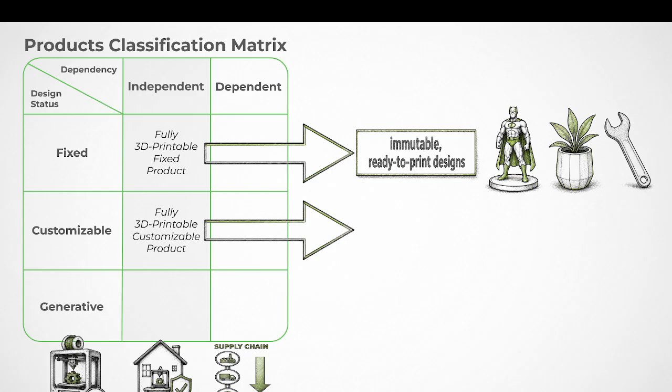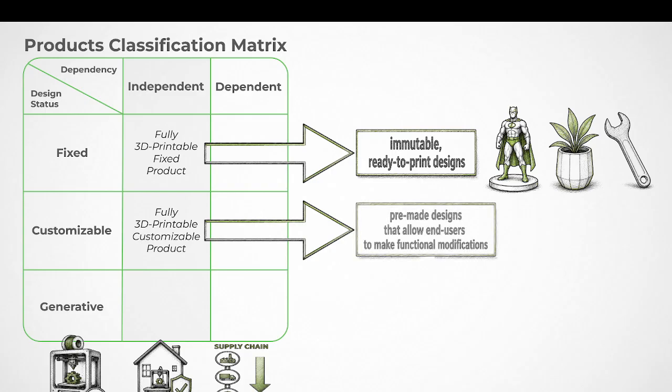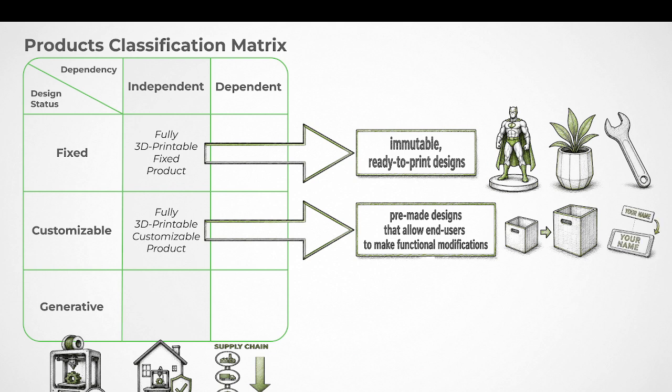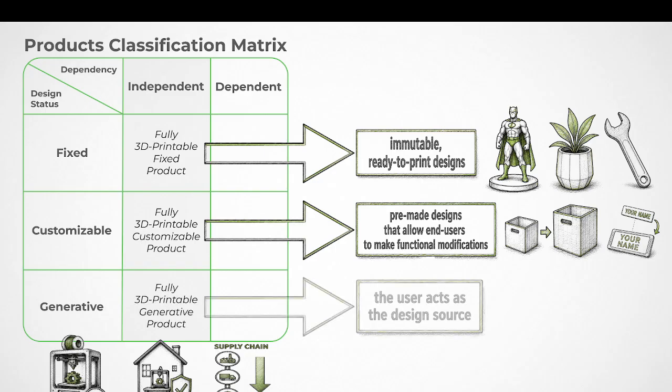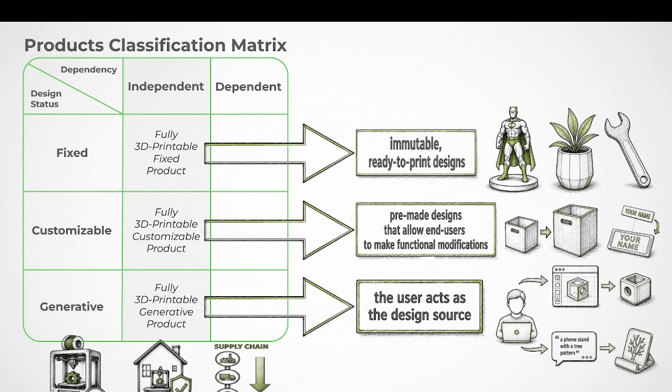Archetype 2 is the fully 3D printable customizable product. These are pre-made designs that allow end users to make functional modifications, such as changing a storage box's volume, or cosmetic changes like adding personalized text before printing. Archetype 3 is the fully 3D printable generative product. Here the user acts as the design source, generating unique single-part geometries from scratch using online CAD environments or AI text to 3D prompts.